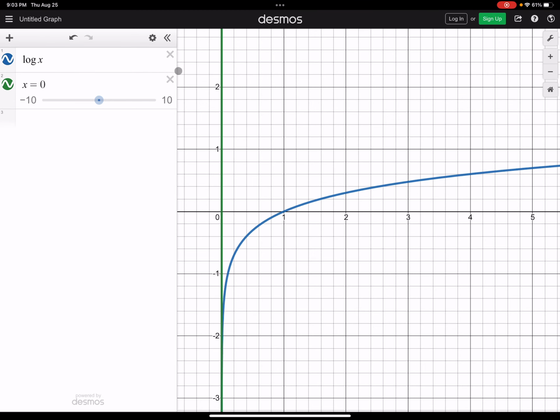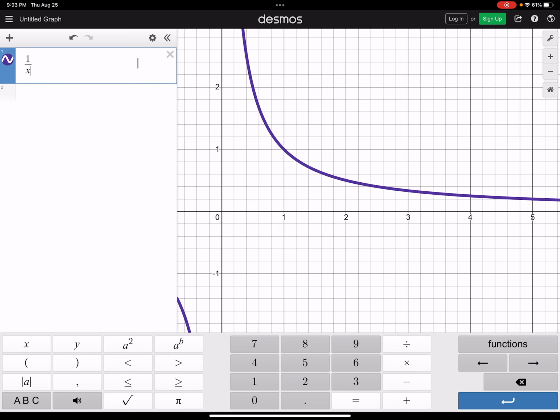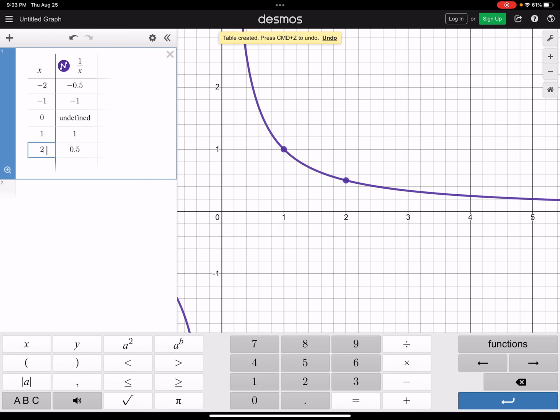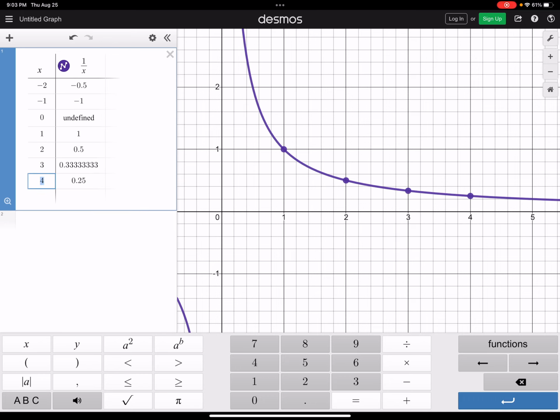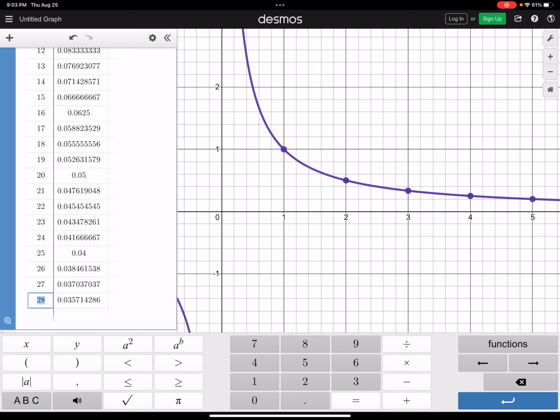Okay? And if you don't believe me, 1 over x. I'm going to make a graph. Look at this. Watch what happens as x increases. So you're looking at that left column. I put in 3, it's 0.33. Put in 4, it's 0.25. 5 is 0.2. And so forth. Look at this. Look at all that. Where's it going?